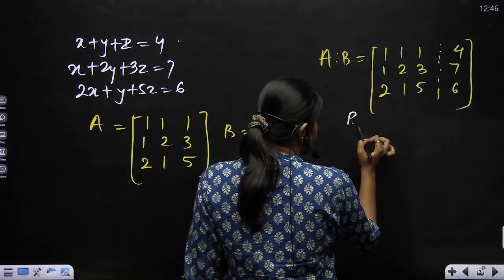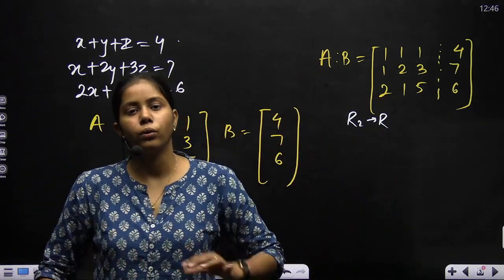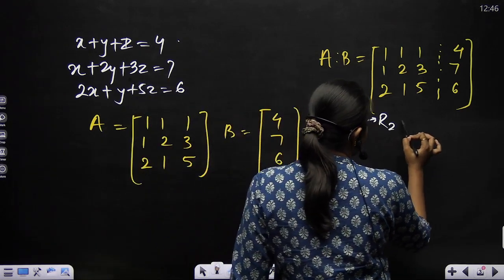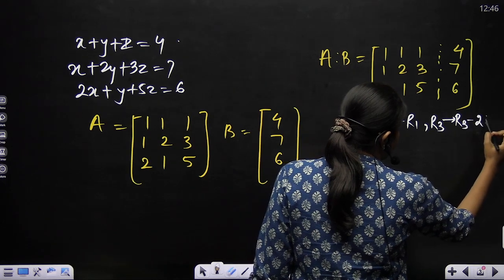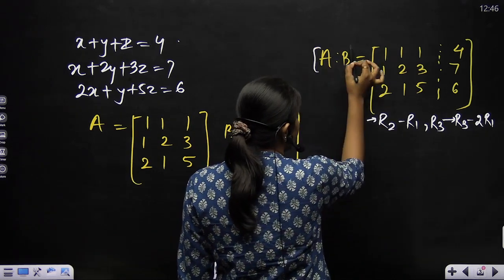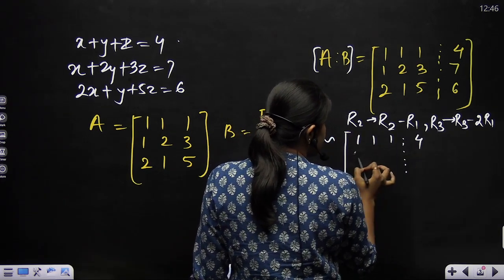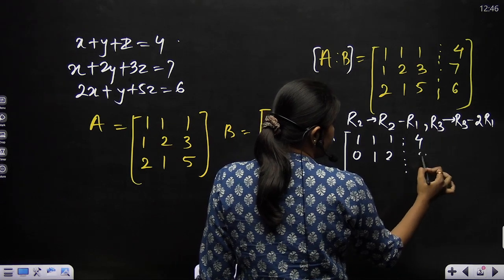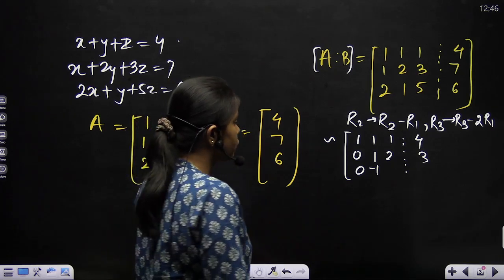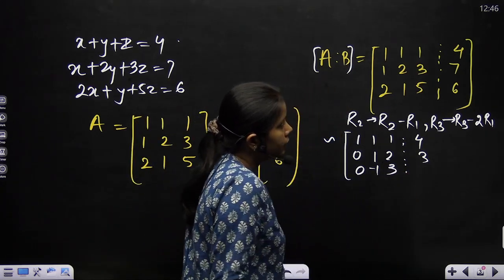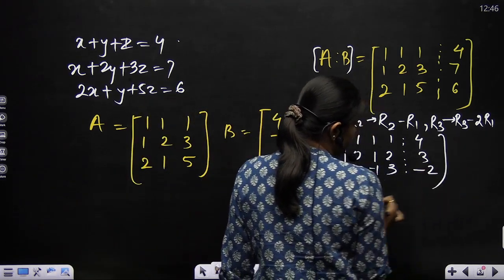So we know that the first row reduction would be on R2. Row reduction we have already discussed in the last lecture, so now you know how to do row reduction. What would you do? R2 tends to R2 minus R1. R3 tends to R3 minus 2R1. What would I get? This augmented matrix would become 1 1 1 4, 0 1 2 3, 0 minus 1 5 minus 2, that would be 3, and 6 minus 8, that is minus 2, right?